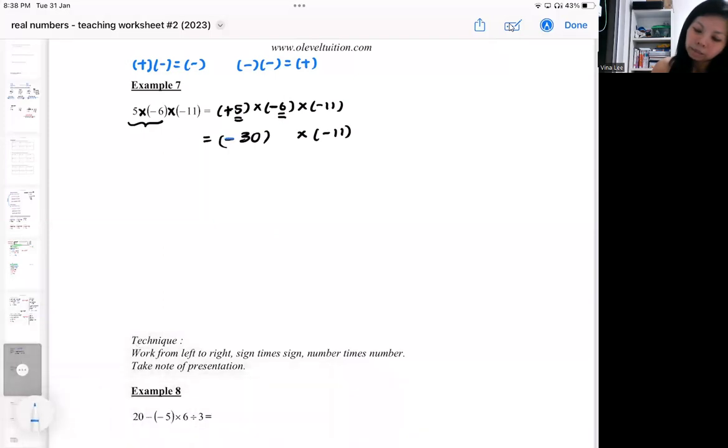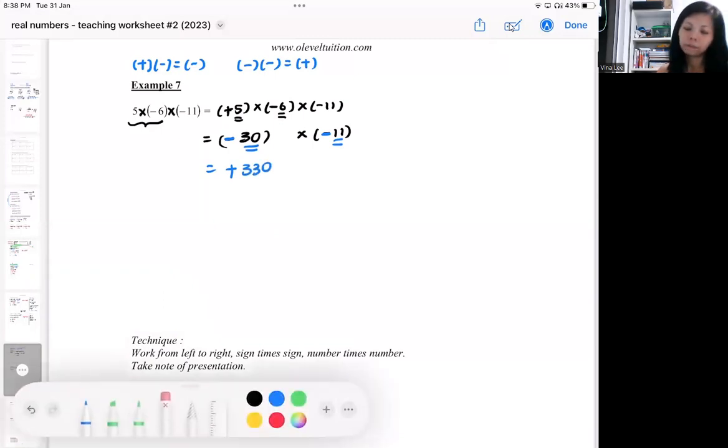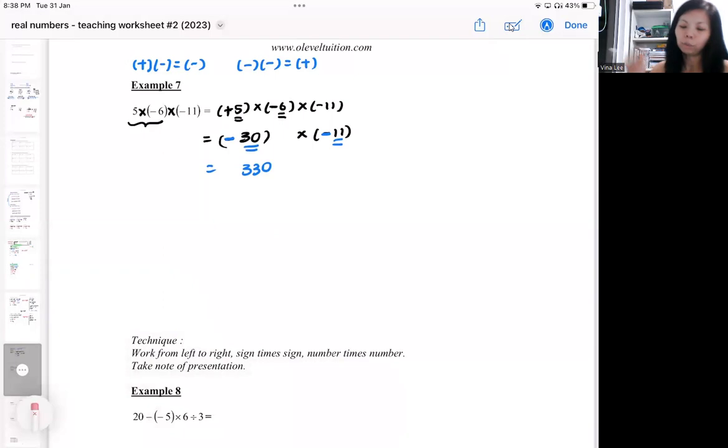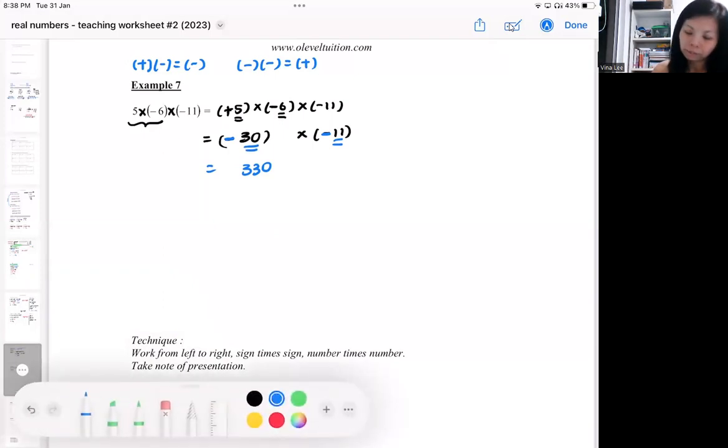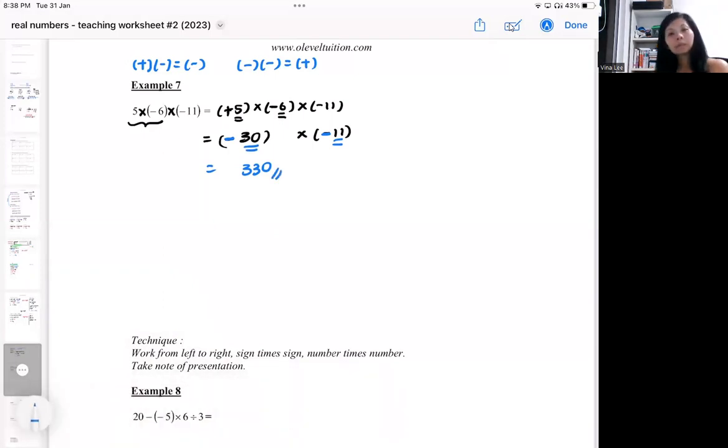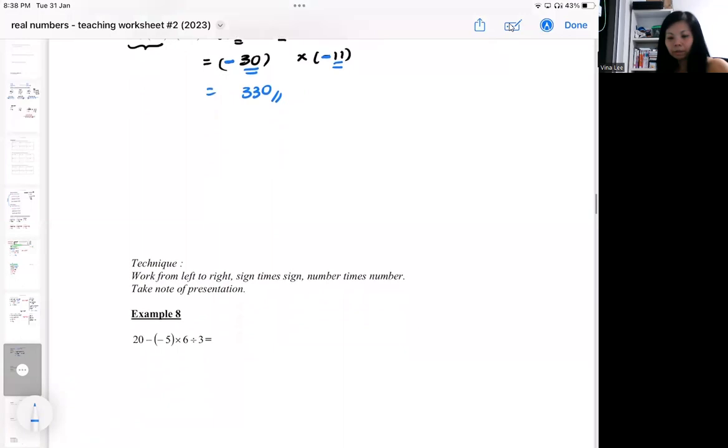Then the next step, negative and negative becomes positive. 30 times 11, you can punch calculator on that part. So you get a 330. So you actually get a positive 330. Okay, but you present it without the negative. Okay, so that's how you present step by step. In the next one, let's observe.